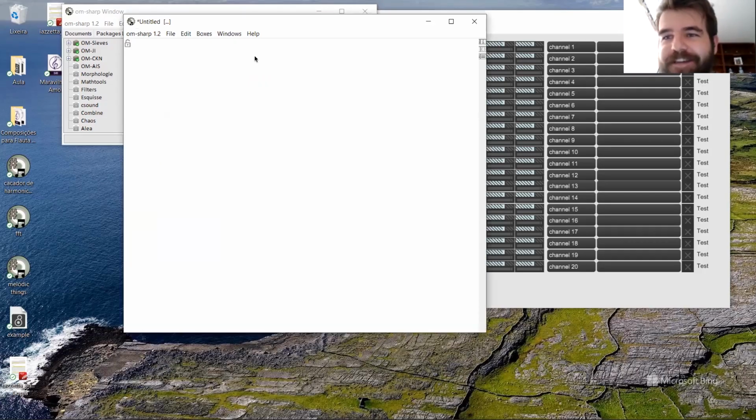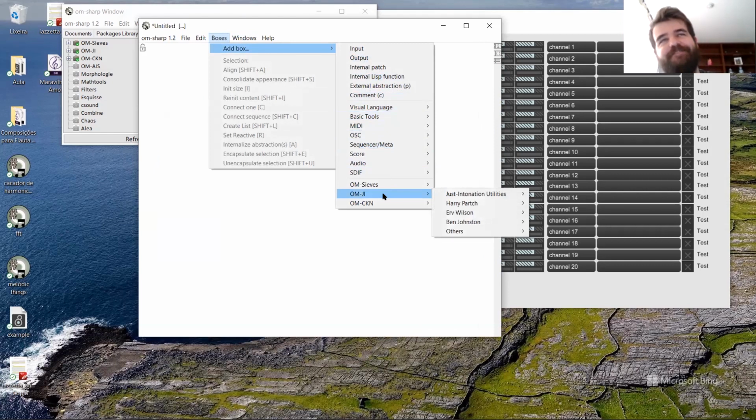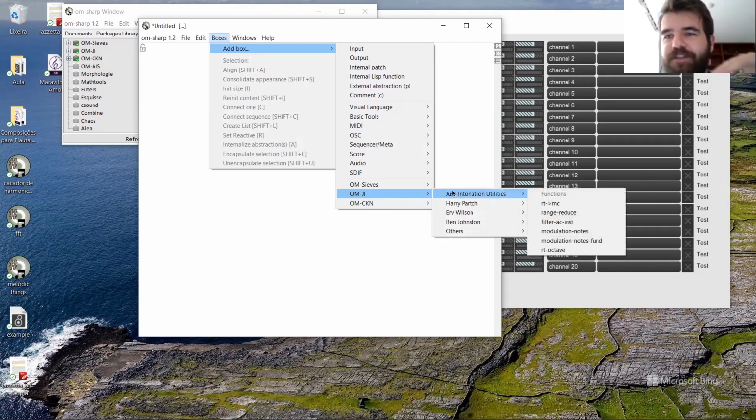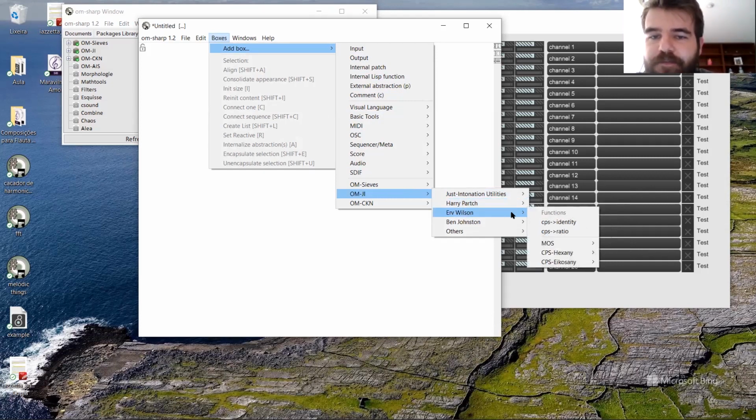I will start to speak about the library. The first thing is that the library is divided in four parts. First we have the just intonation utilities, then the Harry Partch works and theories, the implementation of Harry Partch, then the implementation of one theory that is called Erwin Wilson.